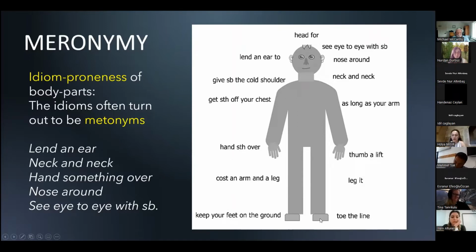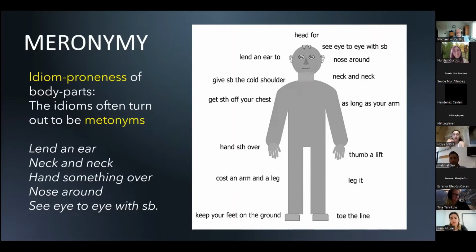Okay, so as we go around the human body, and this is not a complete list, there is a huge number of idiomatic expressions. So they are idiomatic because they are fixed and they are non-literal. But what is really interesting about them is that the human body idioms very much tend to work as metonyms. So you don't lend both ears, you just lend one ear.